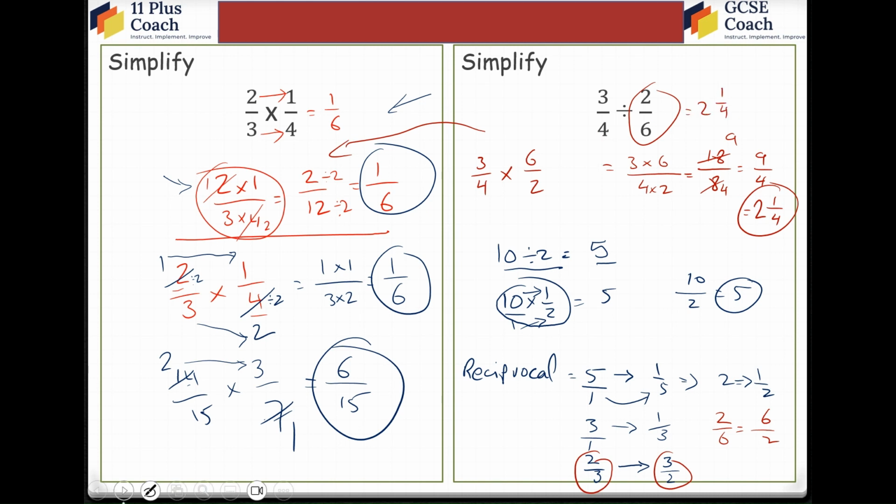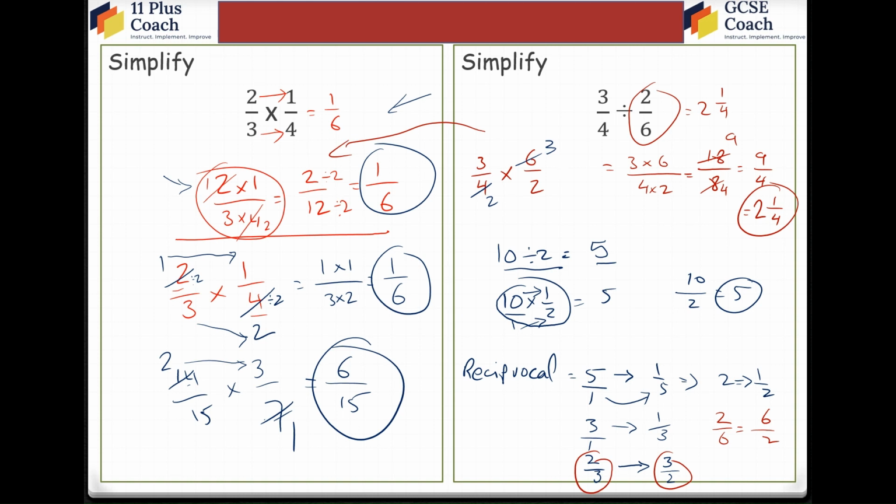You could do it like that, or to make life slightly easier, you could divide first and then multiply. So I could have divided 3 over 4 times 6 over 2 by something that simplifies the fractions. I can clearly see 3 and 2 can't be cancelled out because there's no common factor of them. But 4 and 6 can. Apart from 1, 2 goes into 4 and 6. So 2 goes into 4 twice, into 6 3 times.